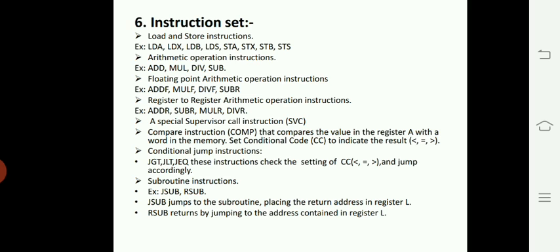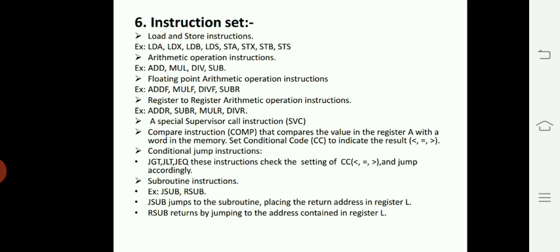The next instructions provided are the arithmetic operation instructions. Examples are ADD, MUL, DIV and SUB. For floating point arithmetic operations, the instructions provided are ADDF, MULF, DIVF and SUBF. And register to register arithmetic operation instructions are ADDR, SUBR, MULR and DIVR. Register to register arithmetic operation means both operands are specified as register contents.